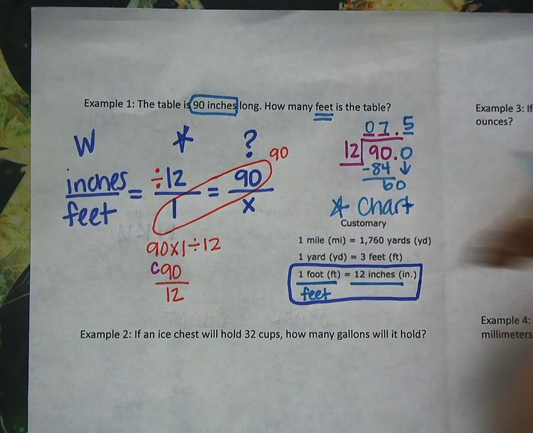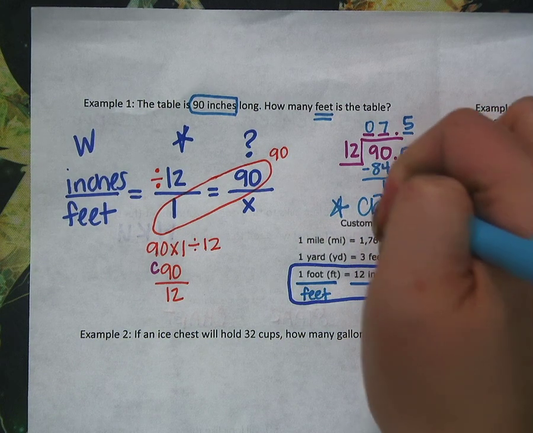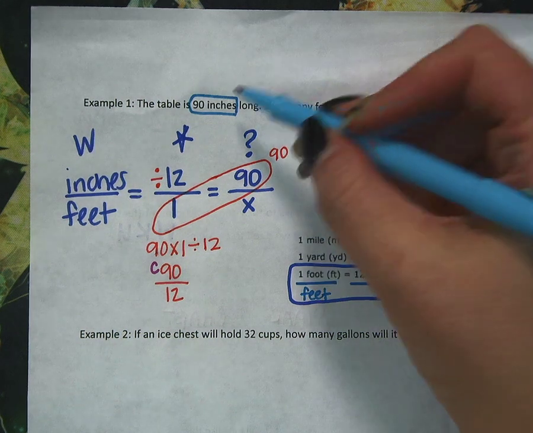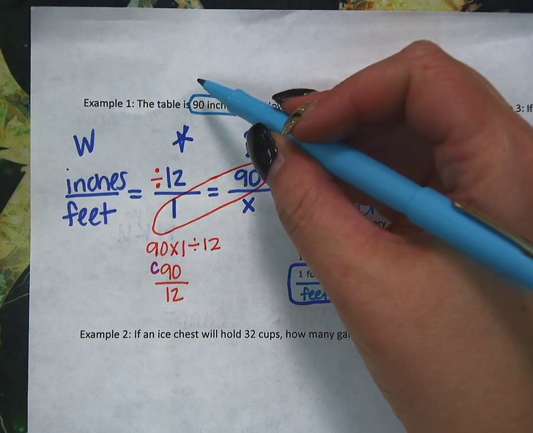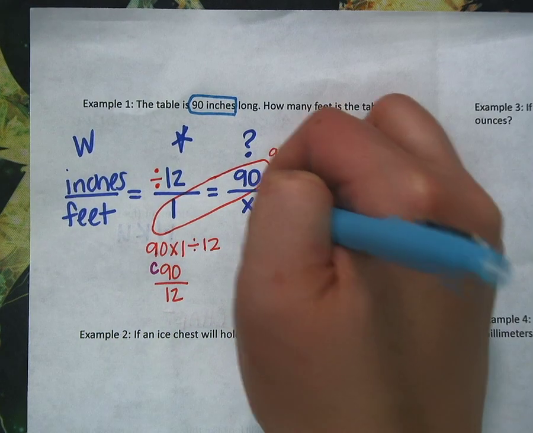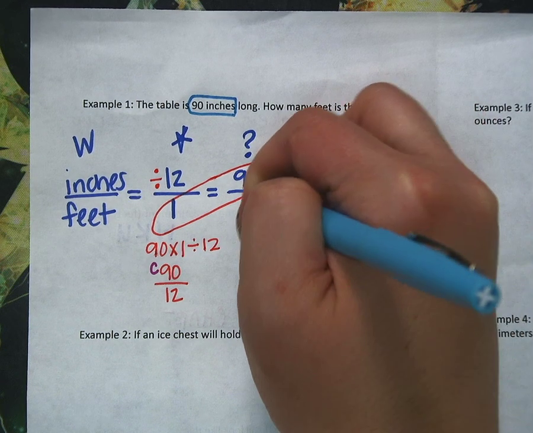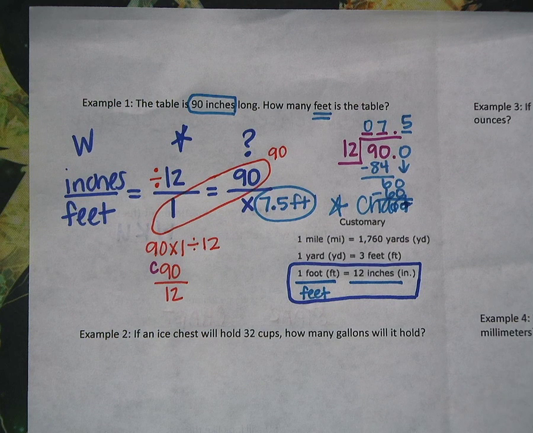Yes. 5 times, exactly 60, and I end up with 0. So, how many feet is 90 inches? Well, that would be 7.5 feet. And that is my solution.